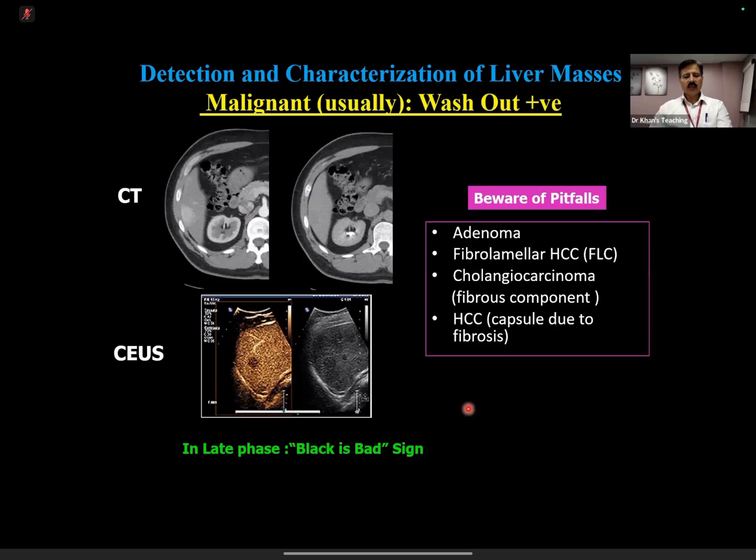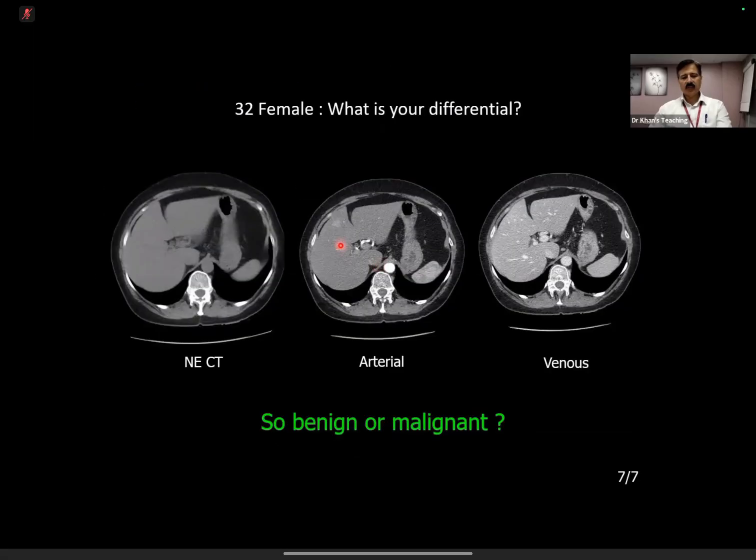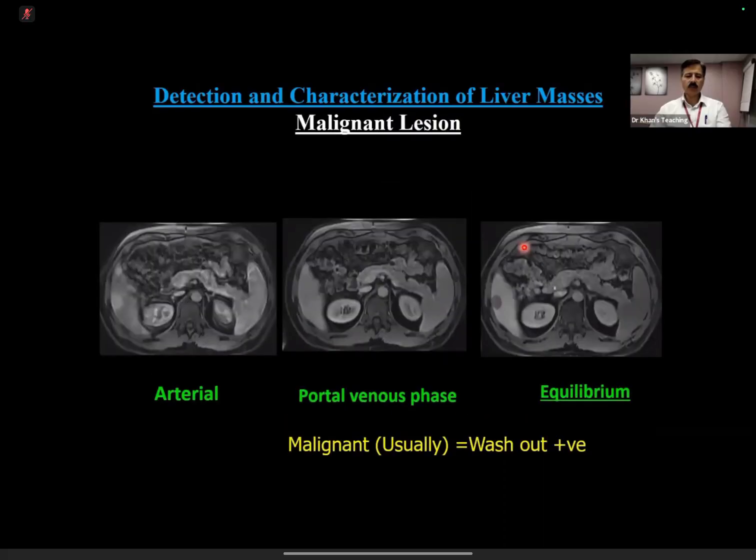So if we go back to the case which we did here, this lesion is enhancing on arterial and it is not showing any washout. So we are in the benign world. But please remember, it is a small lesion, so we might like to keep flash hemangioma in differential. But having said that, the differentiation between adenoma and FNH is critical. So within benign, we should be able to differentiate. And how do we differentiate? We use MR for that.